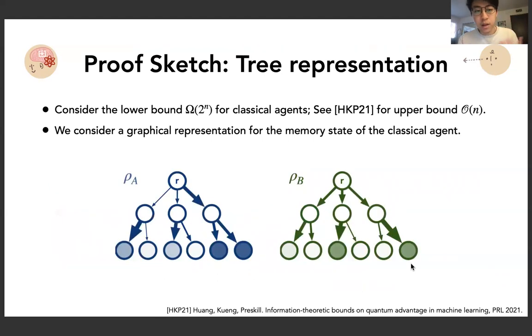Now, depending on what the underlying state is, the transition probability on the tree representation will be different. So for example, if the underlying state is rho A, then it might be more likely that in the first measurement, one would transition into this node more likely than the two other nodes. On the other hand, for rho B, the three transitions have the same probability.